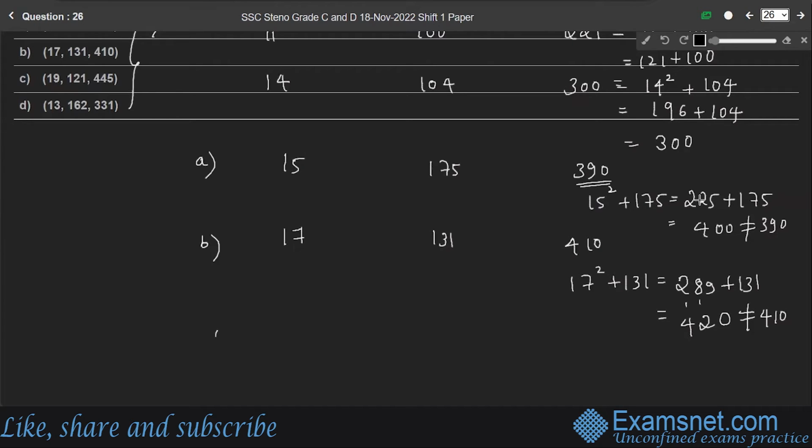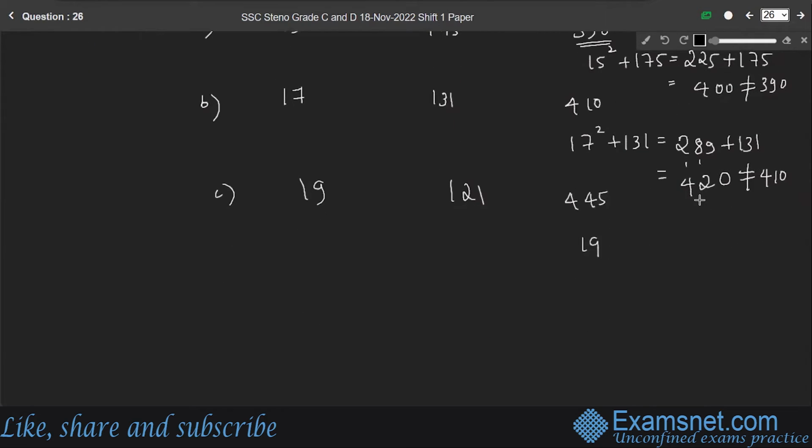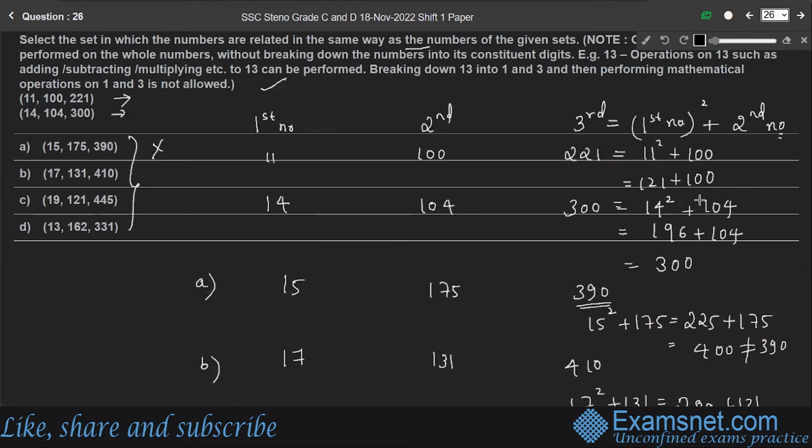So we'll consider option C, in which the numbers are 19, 121 and 445. We'll check the rule, in which first number square plus second number is equal to the third. So 19 square is 361 plus 121 is equal to 482, which is not equal to 445. So option C does not follow the logic either, so it is not option A, B or C.